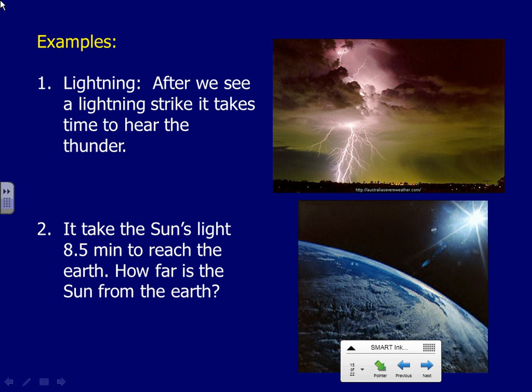Number one, let's write down lightning. And I'm going to do a couple of calculations underneath both of these, so leave a couple of lines, or a little bit of space.